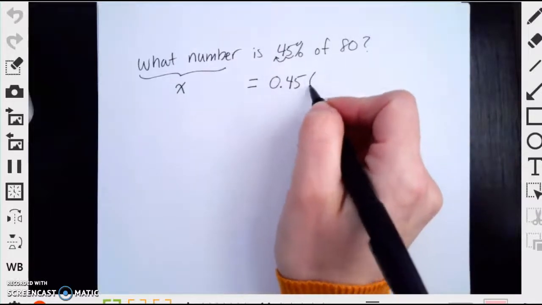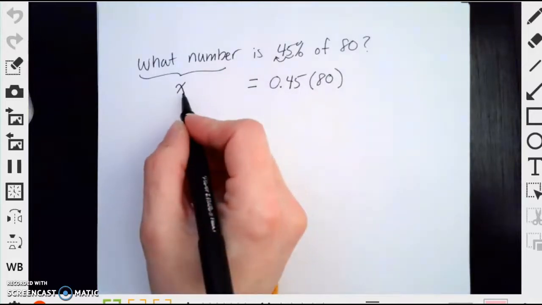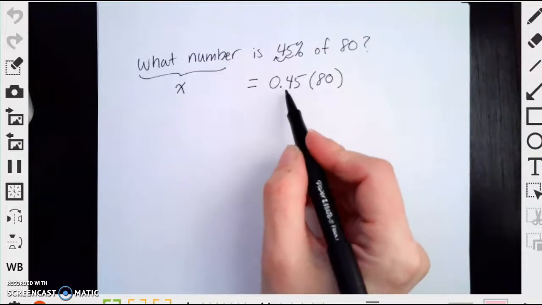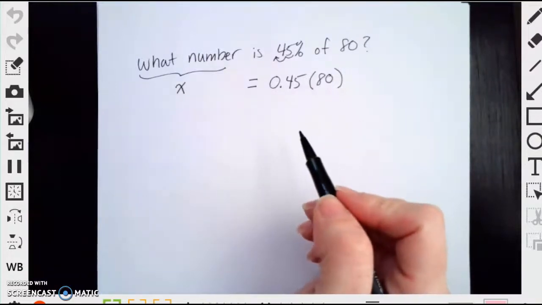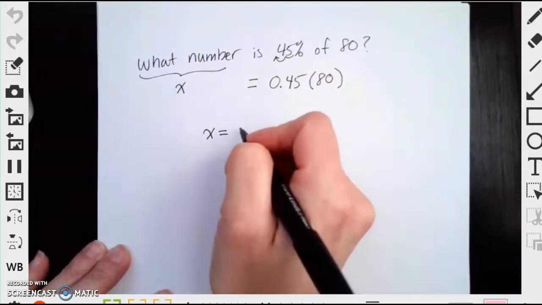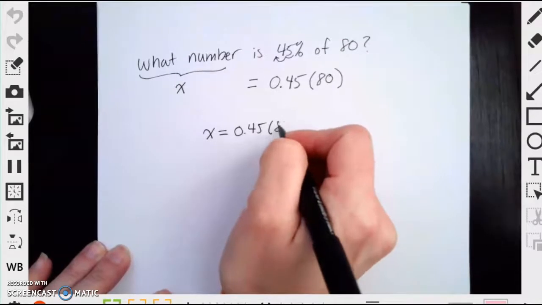I'm going to use parentheses to show multiplication. I don't want to use the X symbol because it might look like my variable, and sometimes when you're writing by hand, using the dot might look like a decimal point. So my equation, just to write it out a little more neatly, x equals 0.45 times 80.